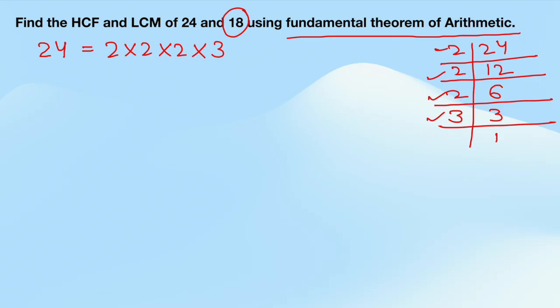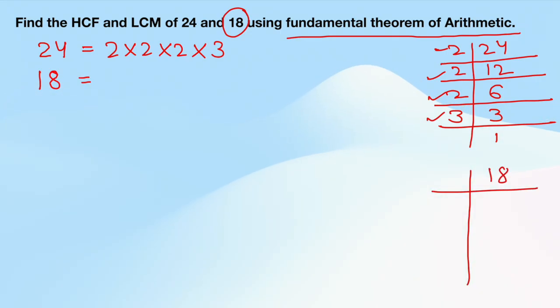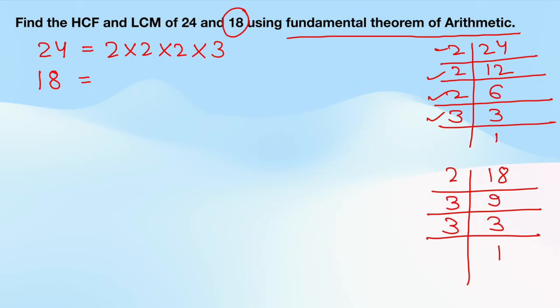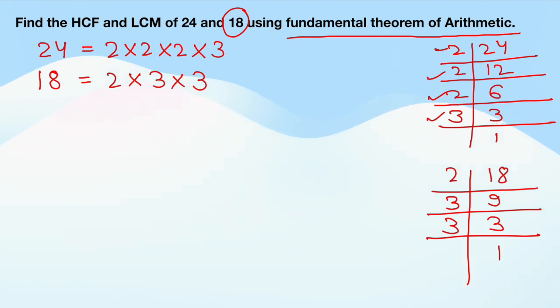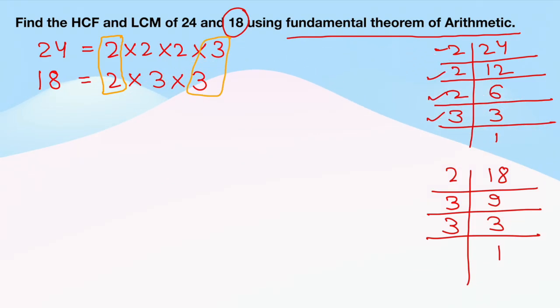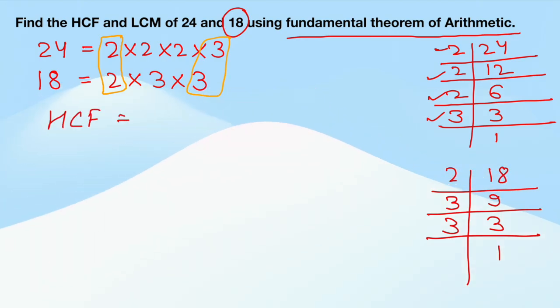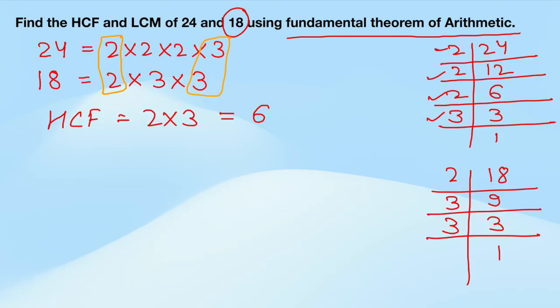The second number is 18. What is the prime factorization of 18? Again we do the same thing. 2 nines are 18, then 3 threes are 9, and then 3. So it is 2 into 3 into 3. Now if I ask you what is common in 24 and 18, if I'm finding HCF, meaning highest common factor, these all are the factors. What is common here? 2 is common, also 3 is common. So in total, 2 into 3. The HCF will be 2 into 3, or I can say 6.